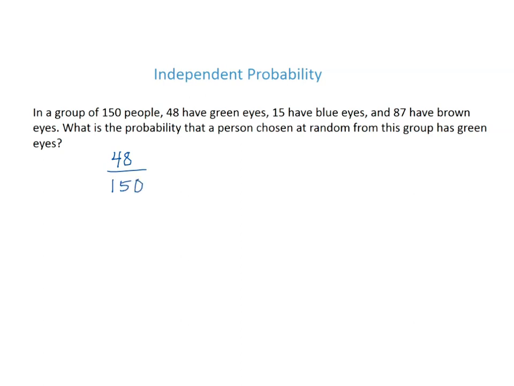And you can do this division on a calculator. I'm just going to do it mentally. I'm going to divide both of these by 3 to simplify, and I get 16 over 50, which I would then convert to 32 over 100, which is 0.32 or 32%.